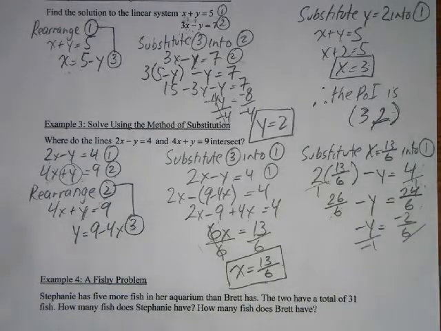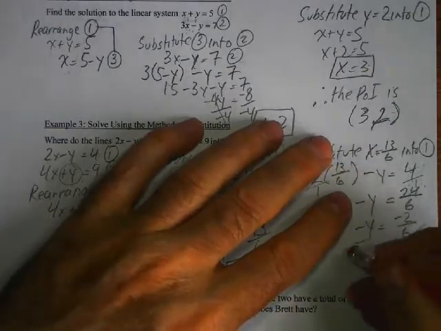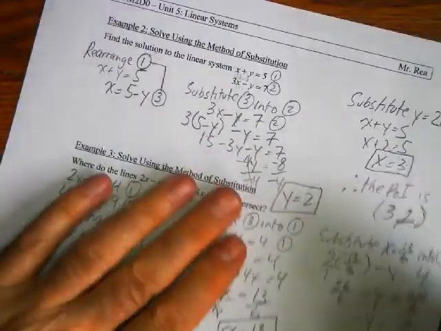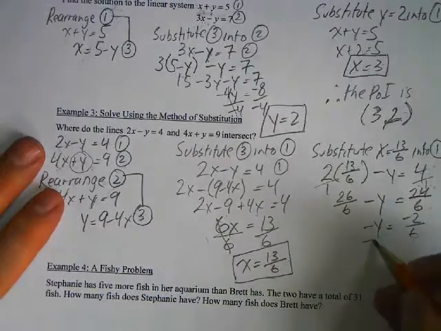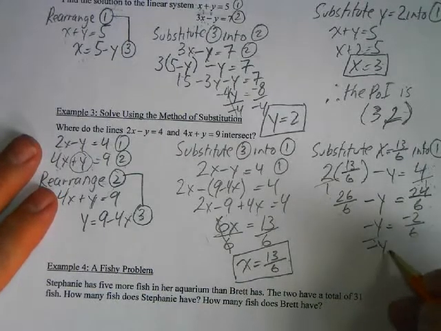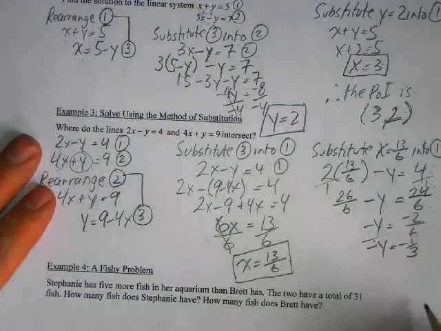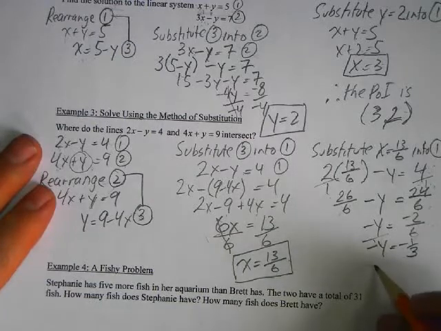It's probably not the best way to show this. So first thing I can do is I can reduce the fraction. So I could say negative y equals negative 1/3, and then just multiply both sides by negative 1. So I get y equals 1/3.